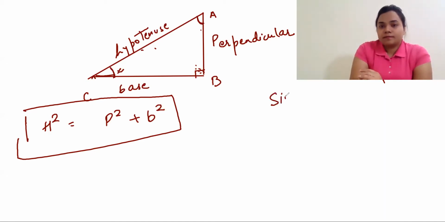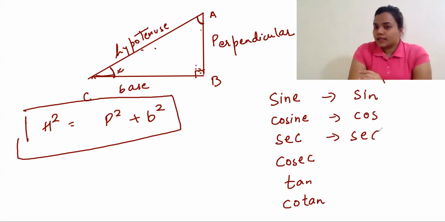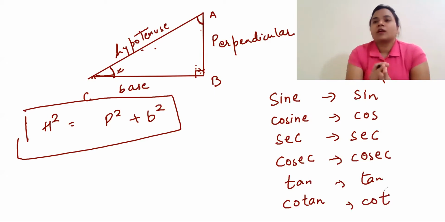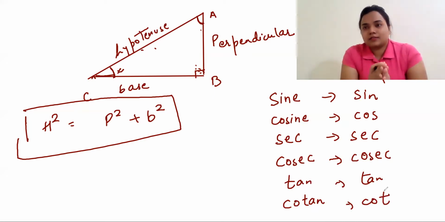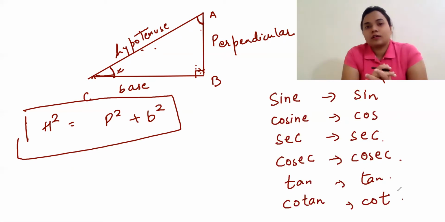First is sine, cosine, sec, cosec, tan, cotan. Sine we write as sin. This we write as cos. This we write as sec only. This is cosec. This is tan. And this is cot. So these are the six trigonometric ratios you can say: sin, cos, sec, cosec, tan, cot.